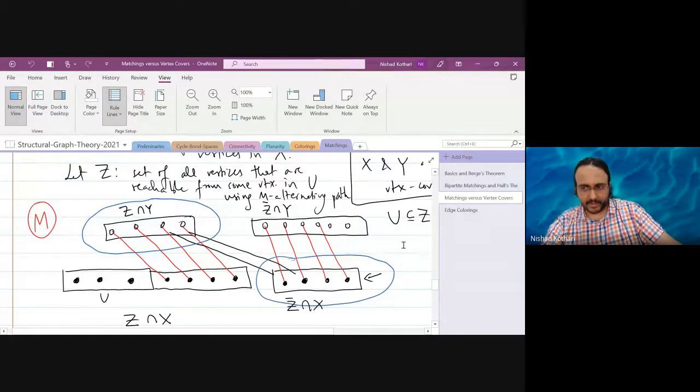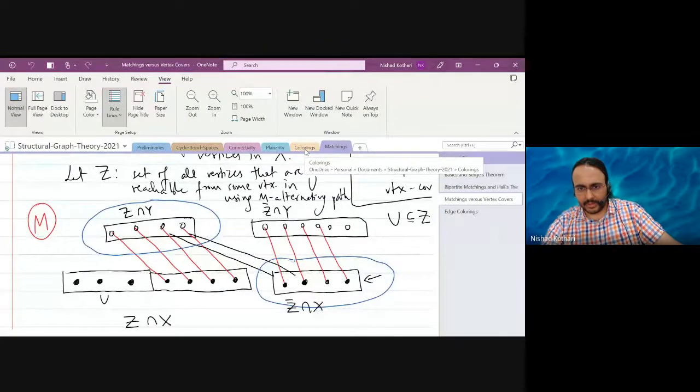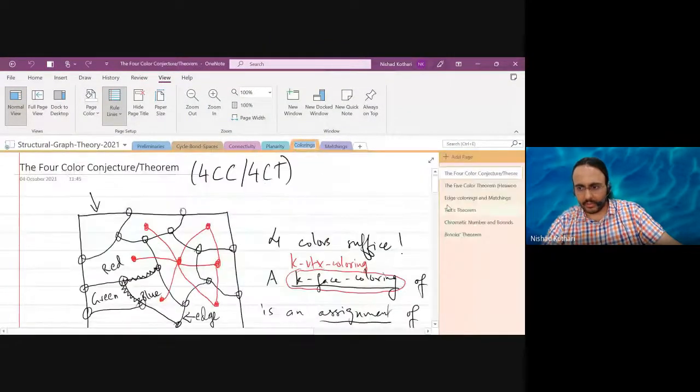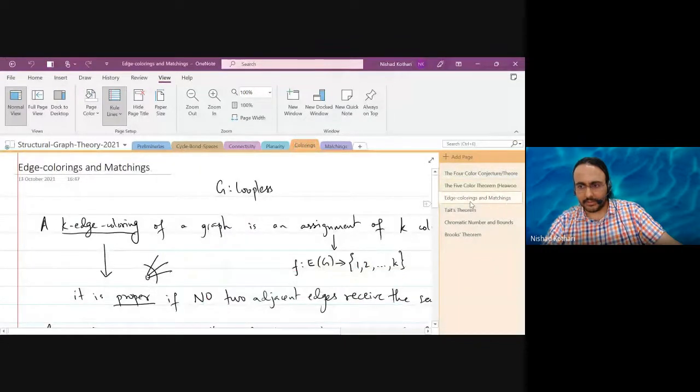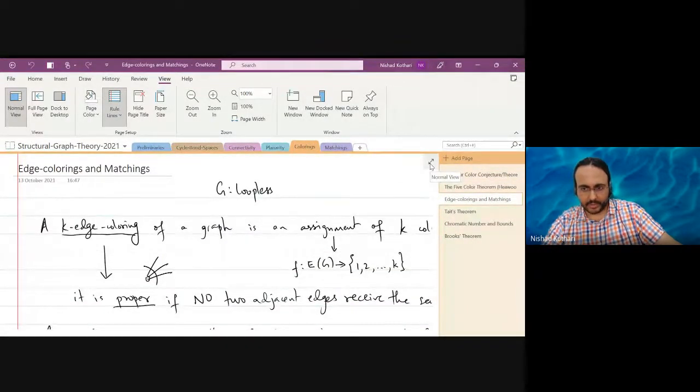And as I said, we are going to look at edge colorings as a part of the same module because edge colorings is basically the same as matchings, right? Each color class is simply a matching. Okay. So rather than writing down all the definitions again, let's go to a previous lecture where we discussed edge colorings and matchings in connection to Tate's theorem, right? Just to remind you of the definition.